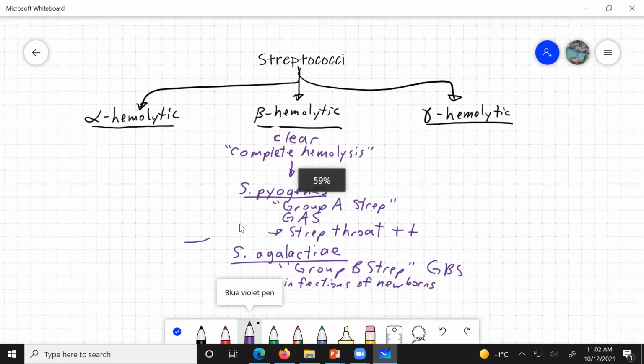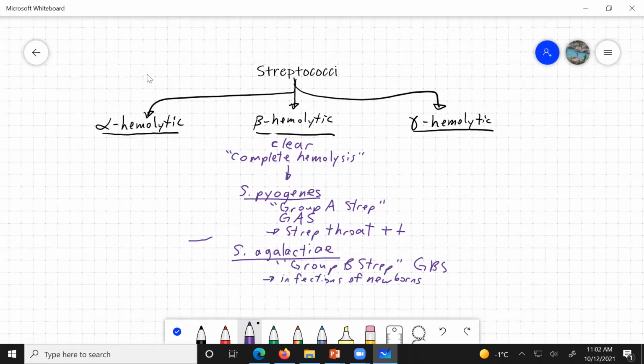Maybe I can just shrink it a little bit more. There we go. Okay, I'm going to grab a new color.